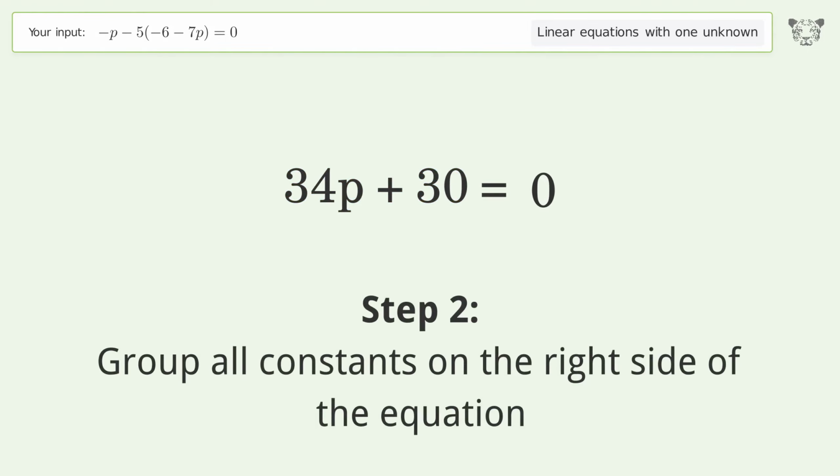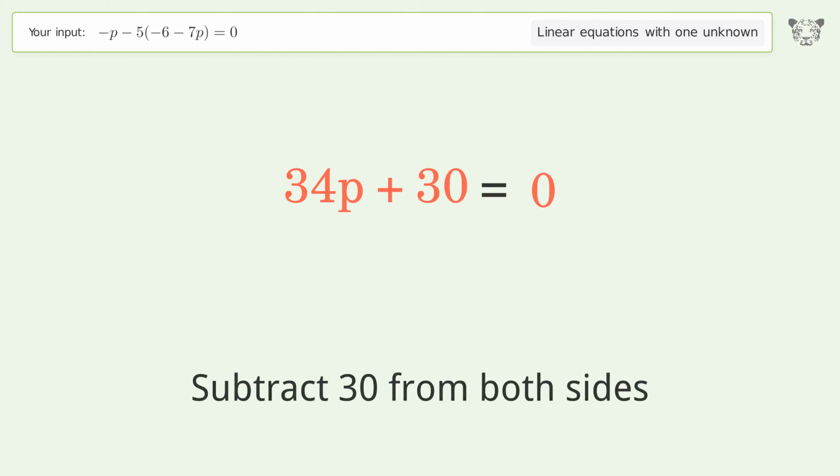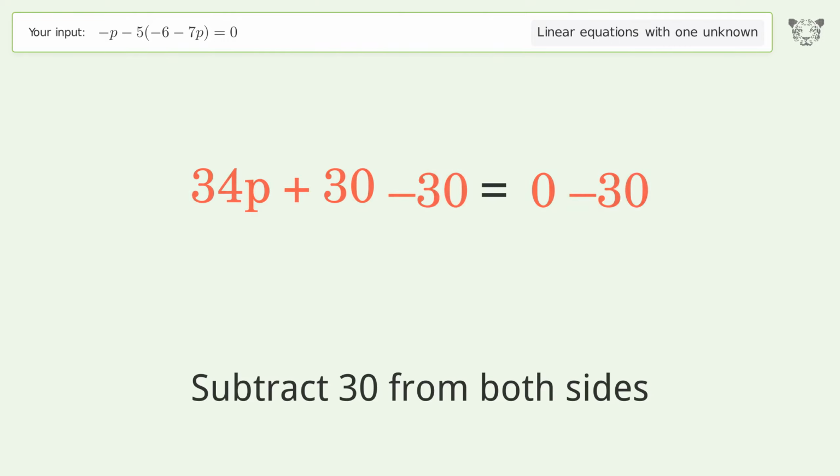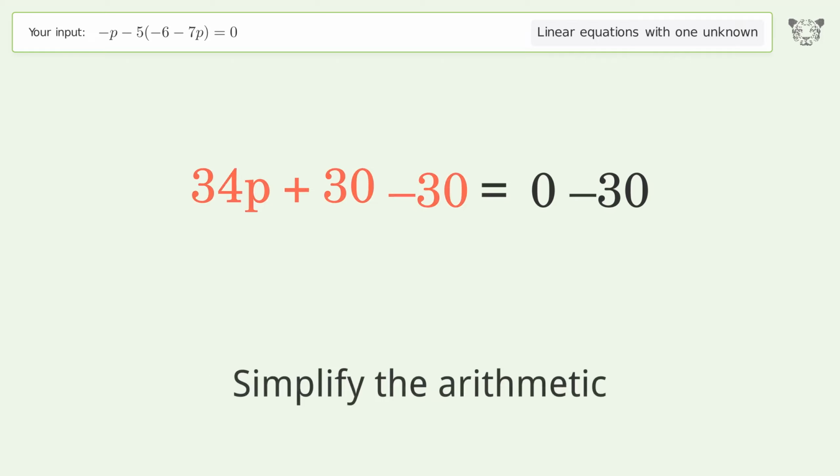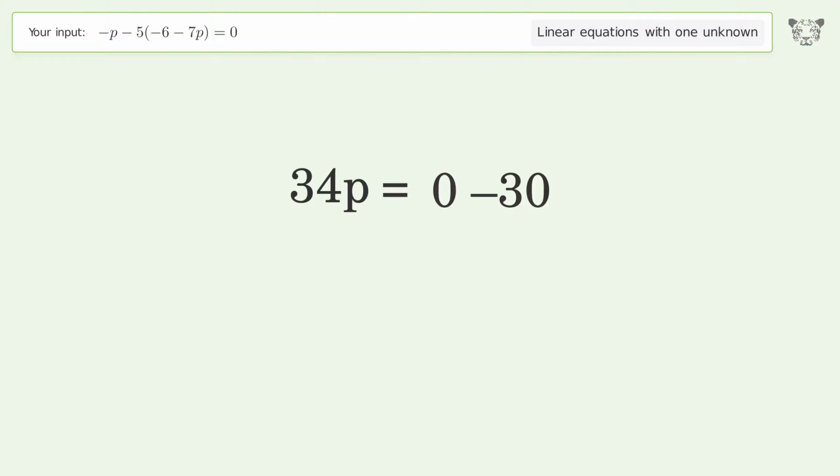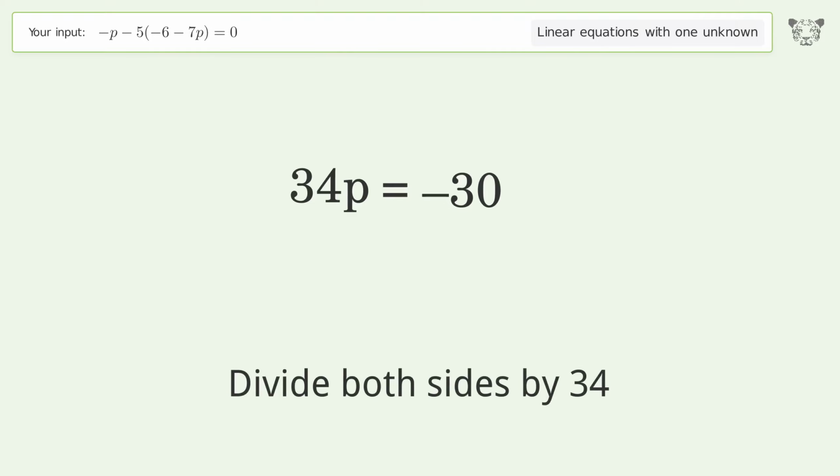Group all constants on the right side of the equation. Subtract 30 from both sides. Simplify the arithmetic. Isolate the p. Divide both sides by 34.